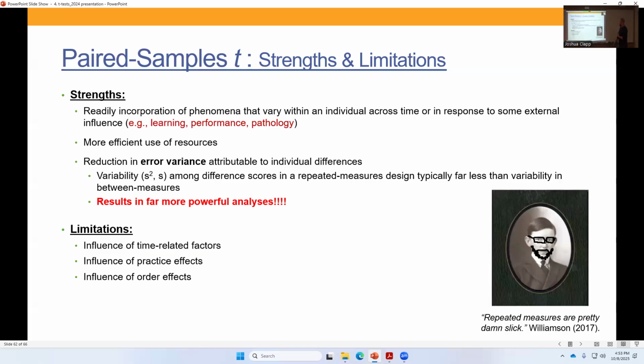I didn't have a picture of Zach, so I created a young Zach Williamson picture here. Like, Zach, why do we like repeated measures? Or repeated measures are pretty damn slow. Like that's a true statement, right?